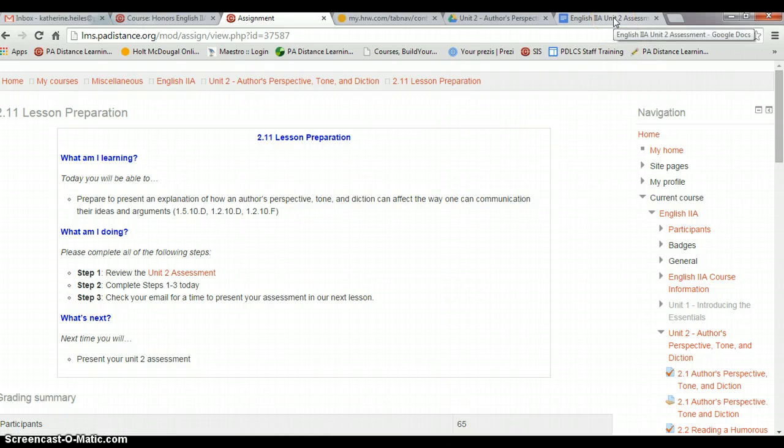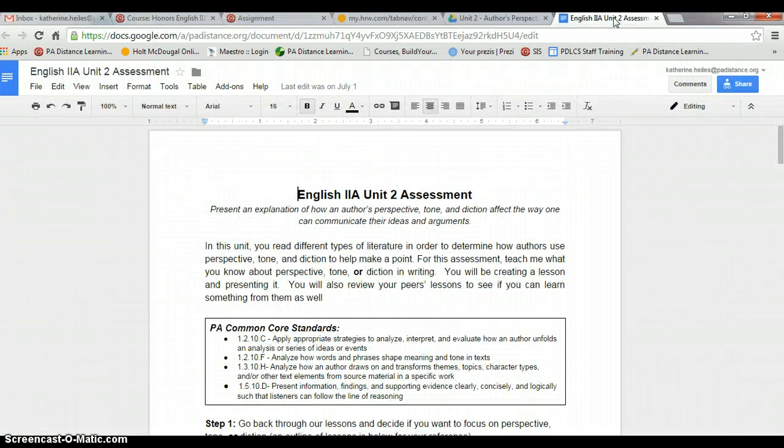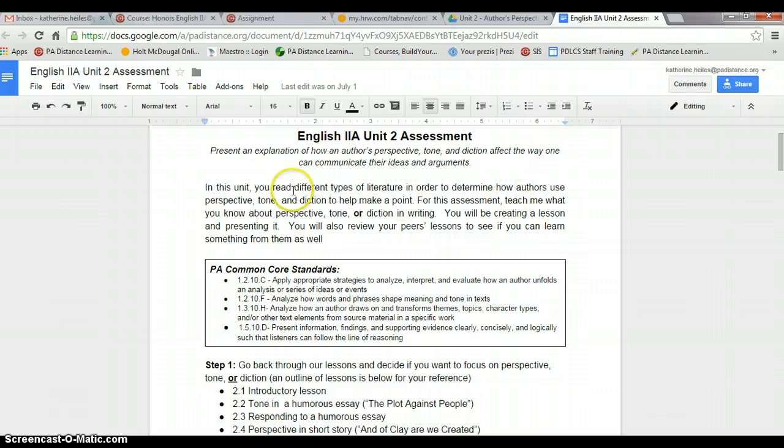So when we take a look at that Unit 2 assessment page, you'll see that we are going to present an explanation of how author's perspective, tone, and diction affect the way that you can communicate your ideas and arguments. Throughout Unit 2, we have read different types of literature that will help take a look at perspective, tone, and diction and how those three things affect what exactly we're saying in the story.